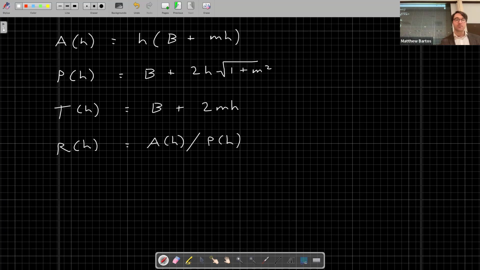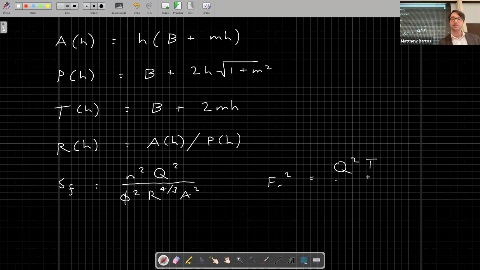The friction slope we can just write as N squared times Q squared divided by phi squared R to the 4/3 A squared. And then the Froude number squared is Q squared times T divided by G A cubed.